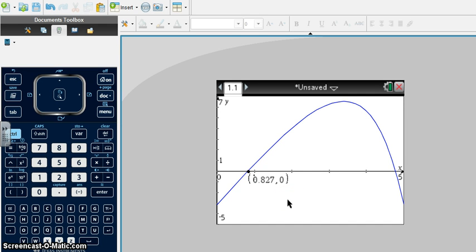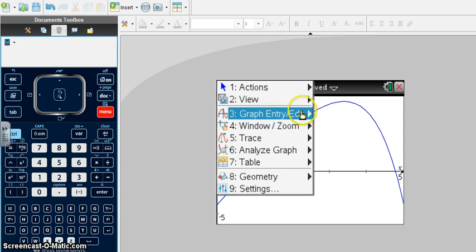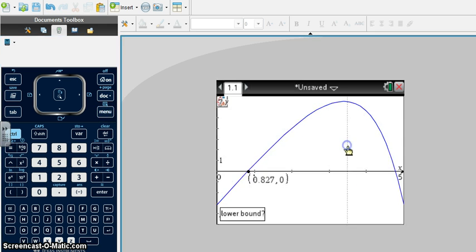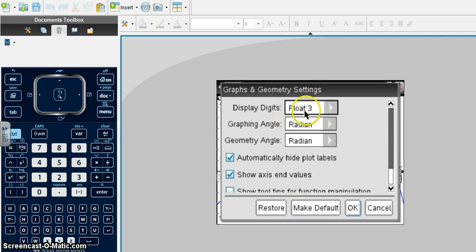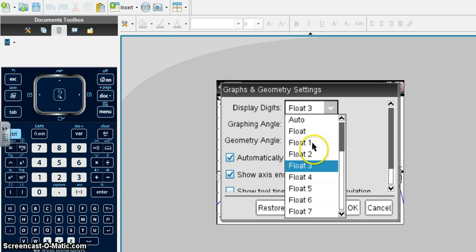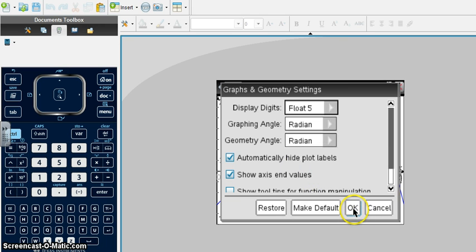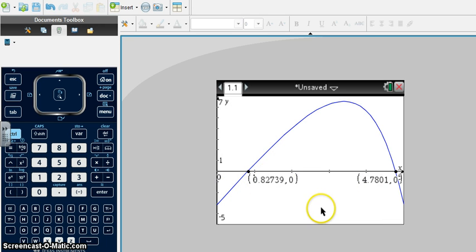Now here I have 0.827, which is just about okay. If we do analyze graph zero here, then I have 4.78. And this can cause a bit of a problem sometimes, just having 3 significant figures. So one thing I would always recommend is go to your calculator settings and change the display digits. The graphing angle and geometry angle should always be on radians, and change to float 5, then we get much more accurate numbers.